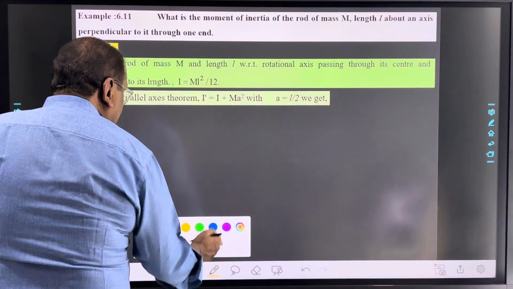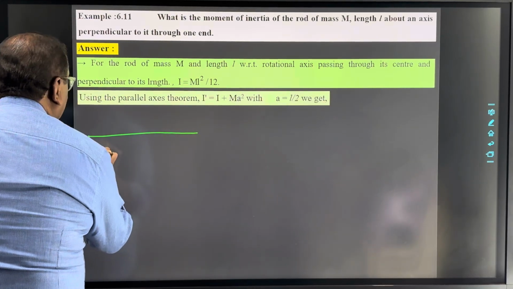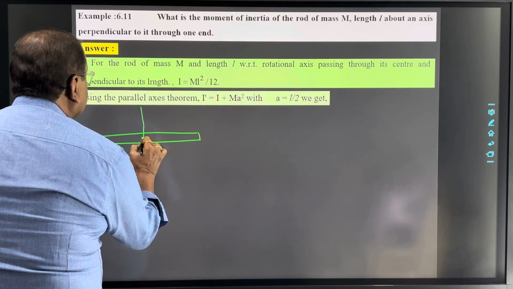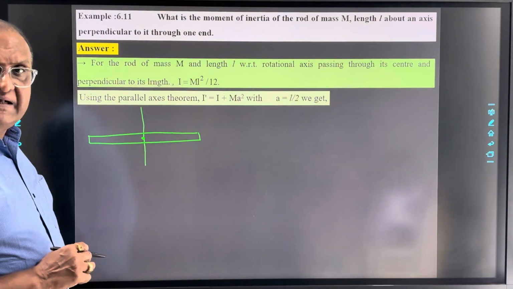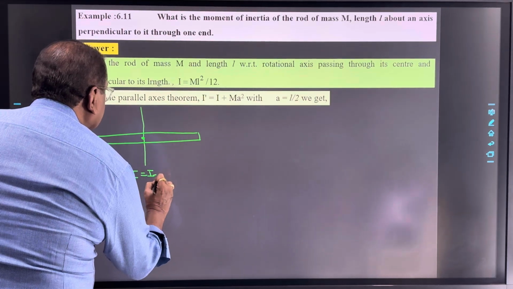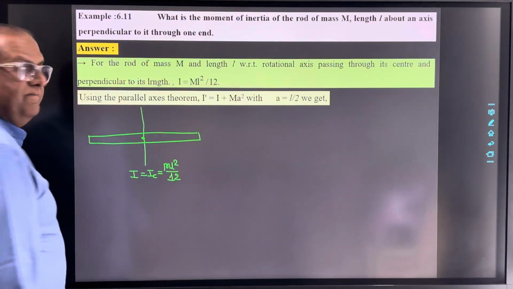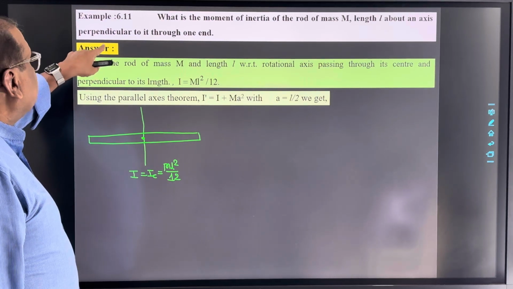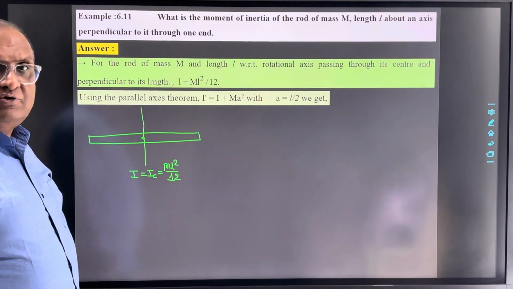Let's try to understand with the help of figure. So suppose this one is the rod. Now this is the rotational axis passing through the center, means it is the center of the mass. So we can write that is I, or we can say that is IC, and that is equal to ML square by 12. Now we want moment of inertia with respect to the axis which is perpendicular to length of the rod and it is passing through one end.